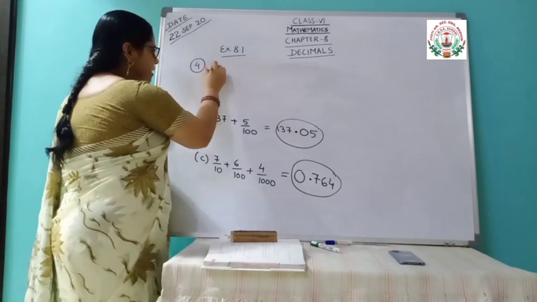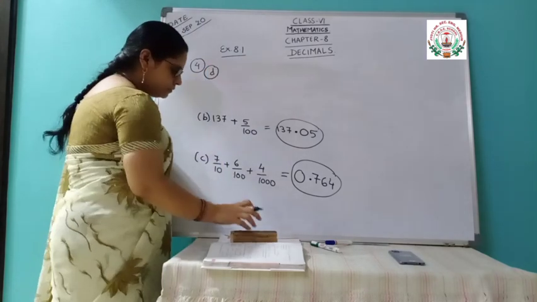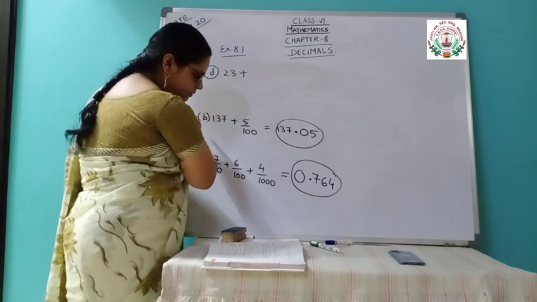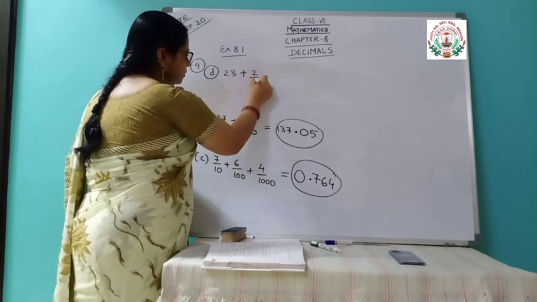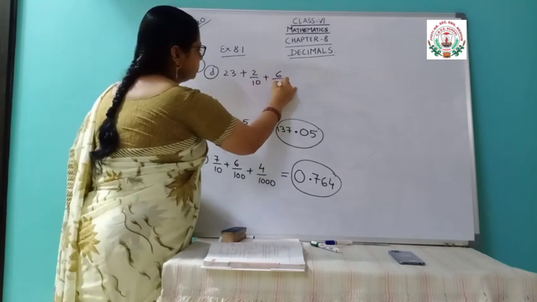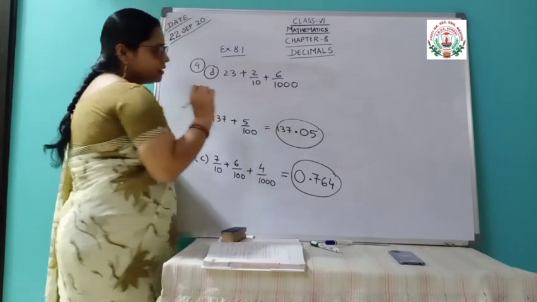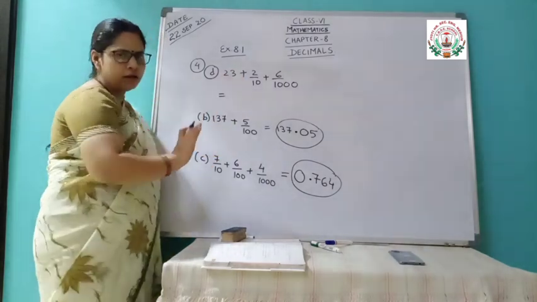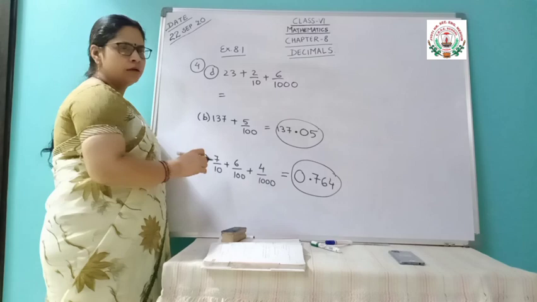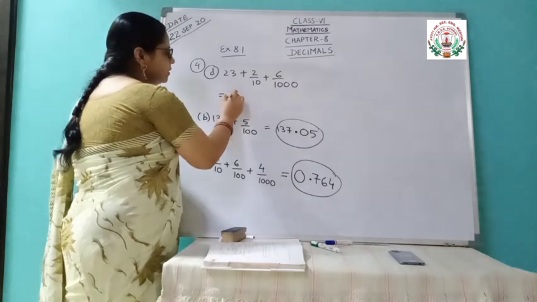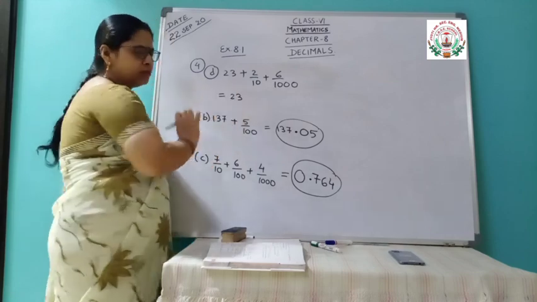Coming to the D part here. 23 plus 2 by 10 plus 6 by 1000. Now, very carefully you have to do these numbers. 23. Directly the whole number part is given. It is not 20 plus 3, nothing is given. Directly 23 is given, the whole number part. So, directly 23 we have written.